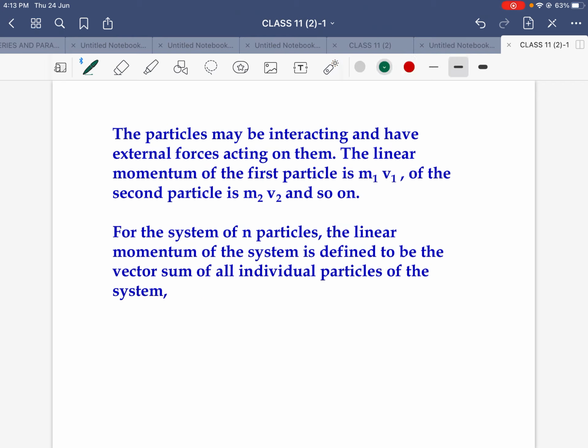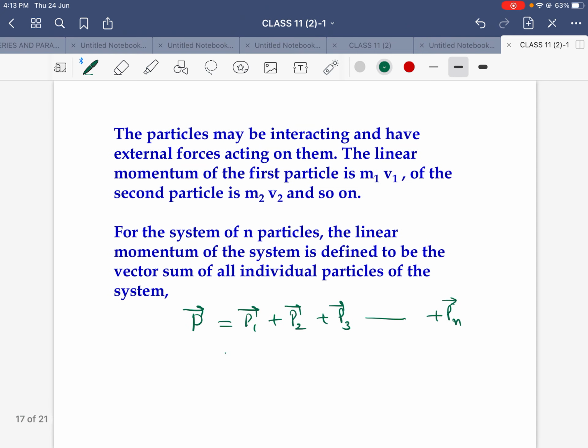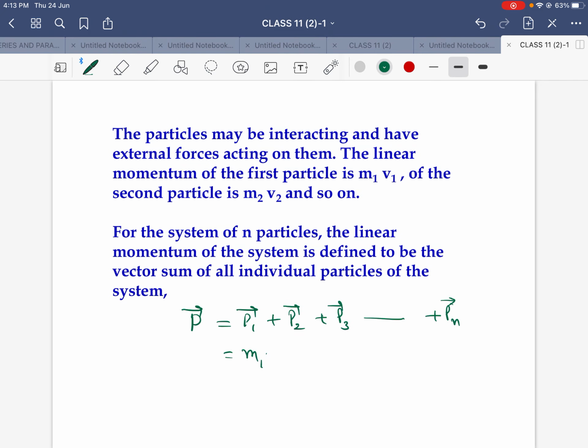That is, we can write the total momentum as the sum of the linear momenta of the individual particles. There are n particles, so that is up to Pn. Now we know that linear momentum is the product of mass and velocity, so P equals mass of the first particle into velocity plus mass of the second particle into velocity, plus so on, up to mass of the nth particle into velocity. This will be the total linear momentum of a system consisting of n particles.